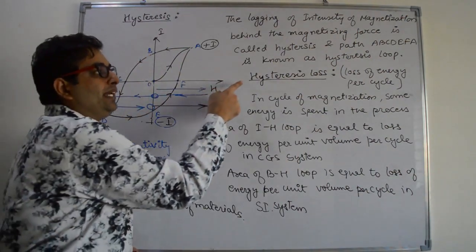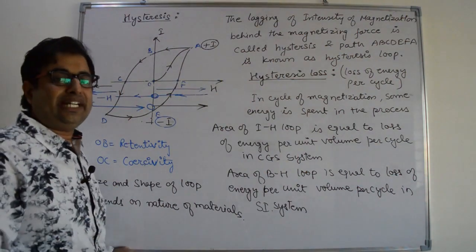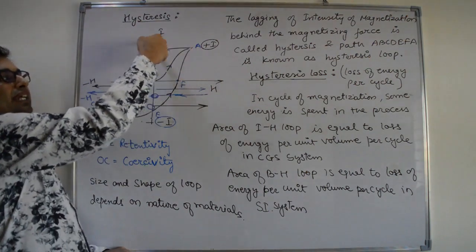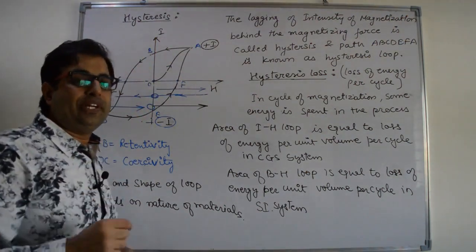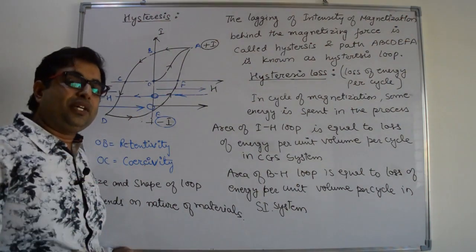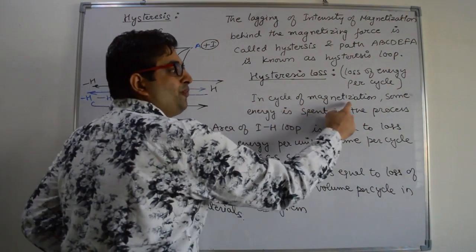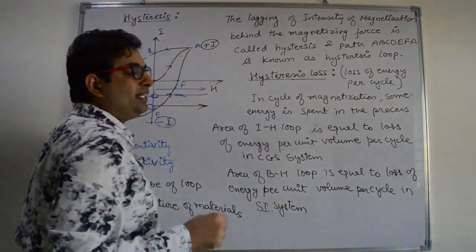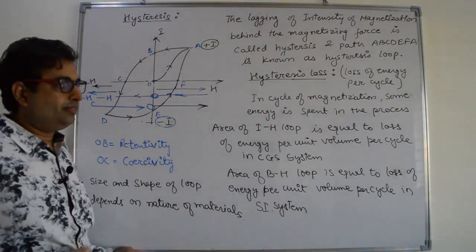Now let us see hysteresis loss. In the magnetization and demagnetization process, there will be some loss of energy, right? And that loss is known as hysteresis loss. In a cycle of magnetization, some energy is spent in the process and that energy spent is known as hysteresis loss.